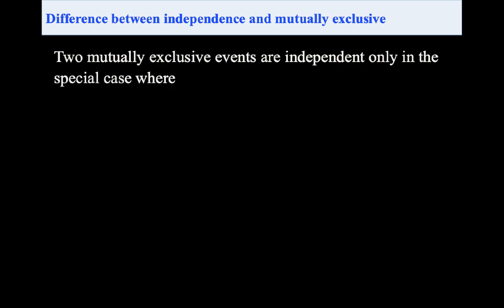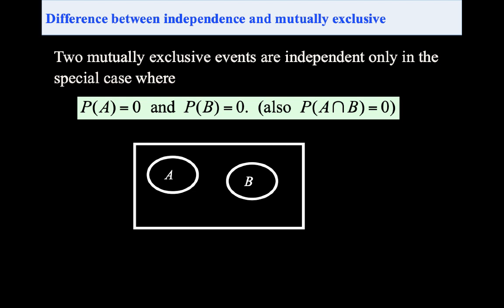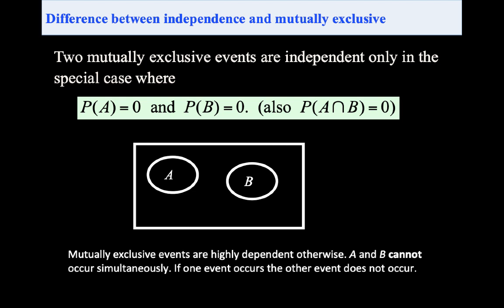Difference between independence and mutually exclusive. Actually, I explained this before too, but understand this is very important. Two mutually exclusive events are independent only in the special case where probability of A equals 0 and probability of B equals 0. Also, probability of A intersection B equals 0. So, this is the case. Mutually exclusive events are highly dependent otherwise. A and B cannot occur simultaneously. If one event occurs, the other event does not occur.